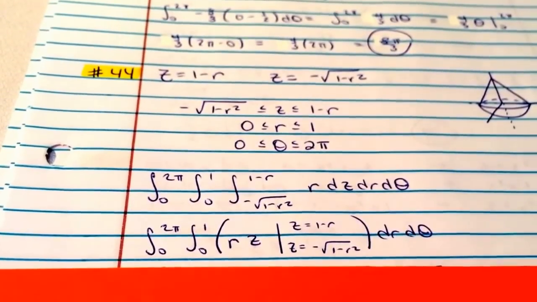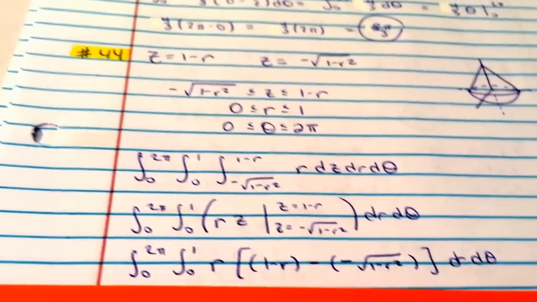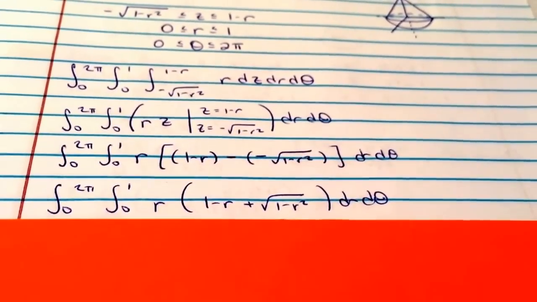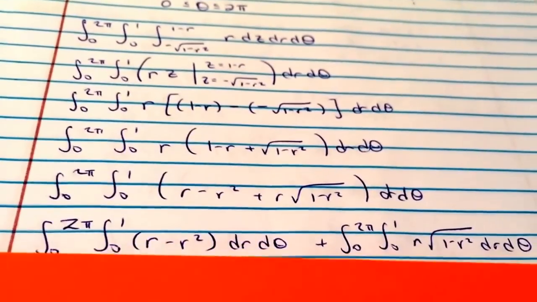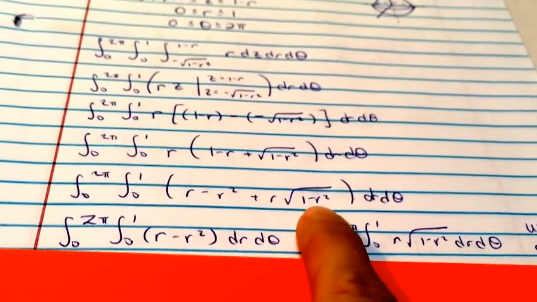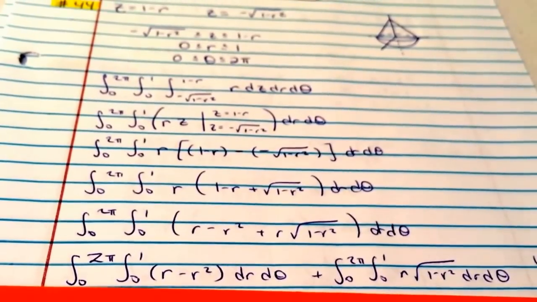So I integrate with respect to Z first. Plug in, simplify. Here I'm distributing. And then notice this piece is going to require U substitution.